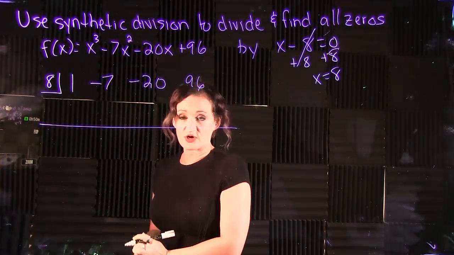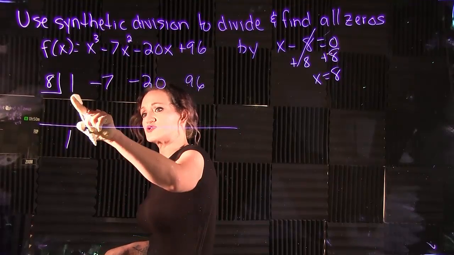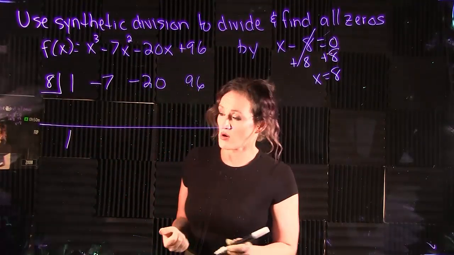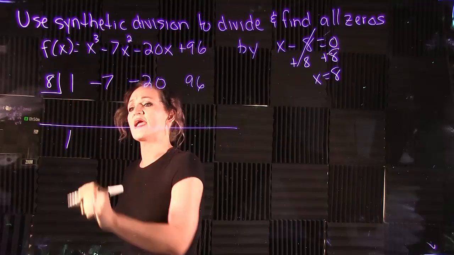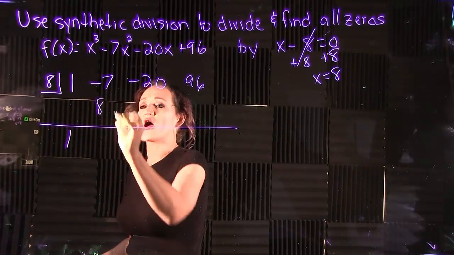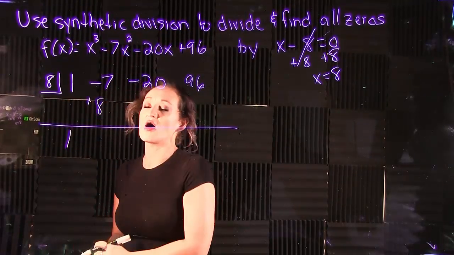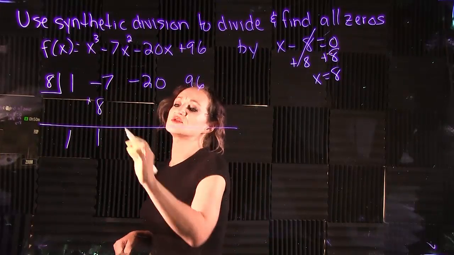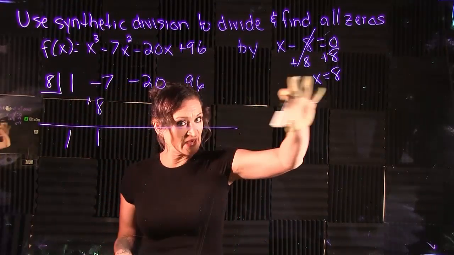To start synthetic division, drop down the first number outside the box and multiply. 1 times the 8 is 8. Put that in the column to the right, add that column. Negative 7 plus 8 is a 1. And completely repeat this until we get to the right.